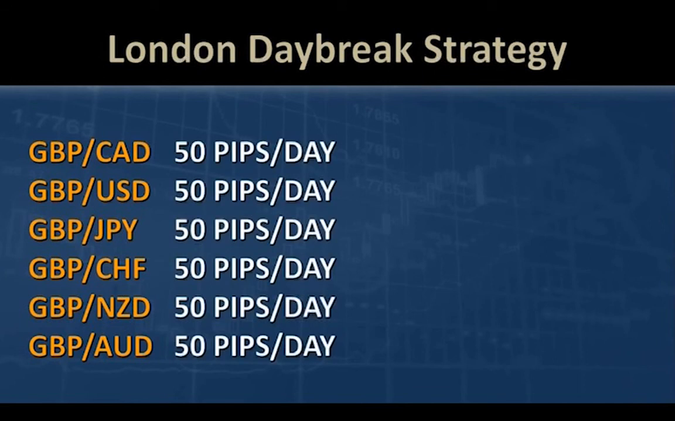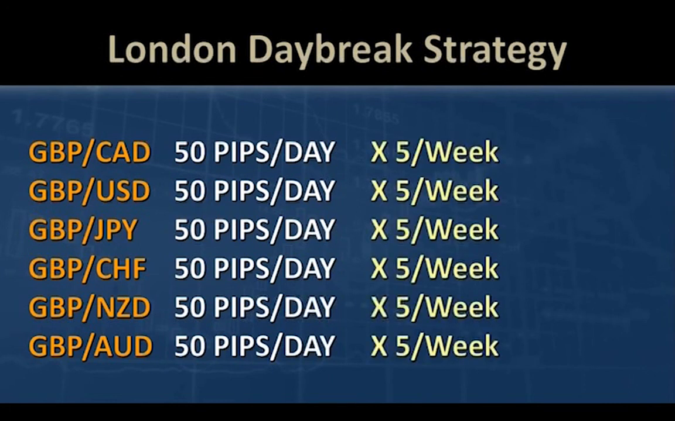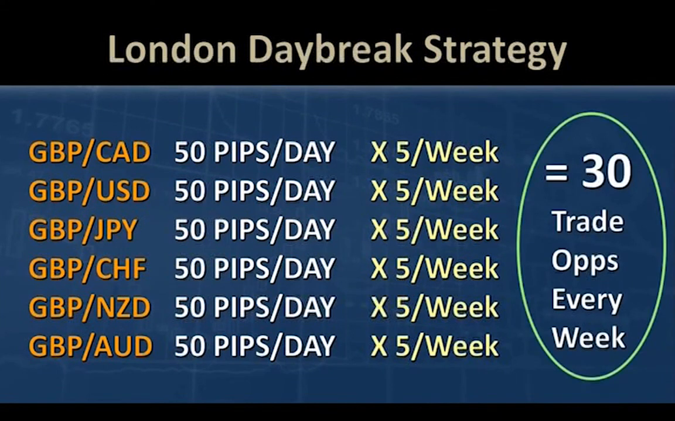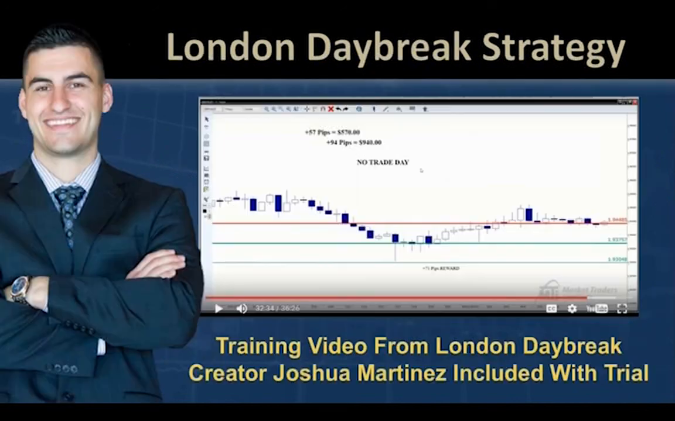On average, every day it's 50 pips of movement for every one of these currencies. So that's 1, 2, 3, 4, 5, 6. 6 times 50 is 300 pips, okay? Times 5 weeks. You don't have to take every trade. But this strategy, the London Daybreak strategy, is going to give you 30 trading opportunities every single week, okay? We're going to explain the strategy.